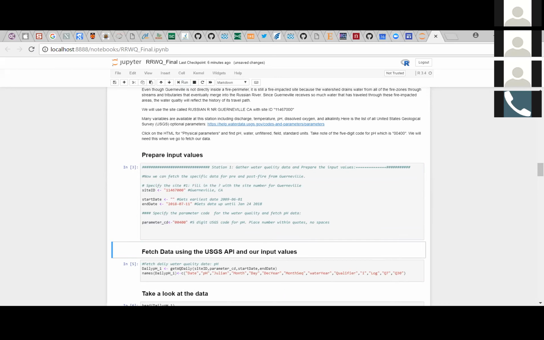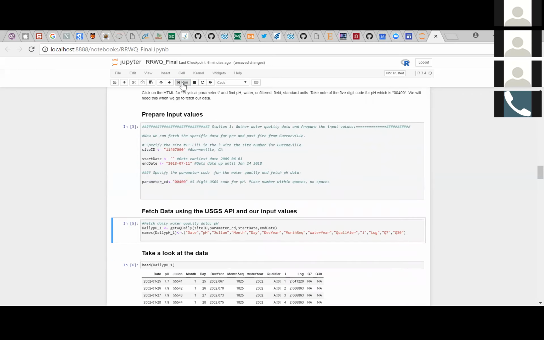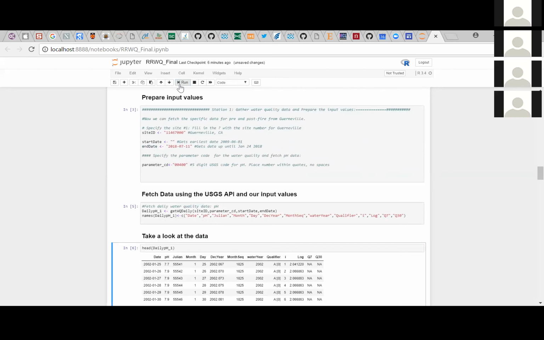So I run my input values, and then this is where we interactively fetch the data. This line right here, get water quality data, is calling the server and getting the data for the site and the start date, end date, and parameter that I specified. So we fetch the data, and this is what the data looks like after retrieving it.